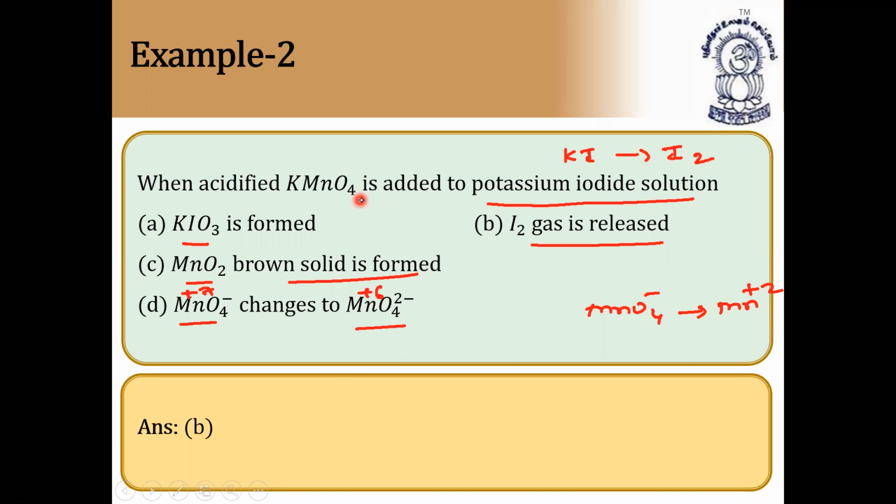Whereas in neutral or basic, alkaline medium, if you take the same reaction, when alkaline potassium permanganate is added to potassium iodide, it changes to potassium iodate. The first option will be formed there. But here, this is acidified potassium permanganate, which means acidic medium. So when acidified potassium permanganate is added to potassium iodide solution, iodine gas is released.